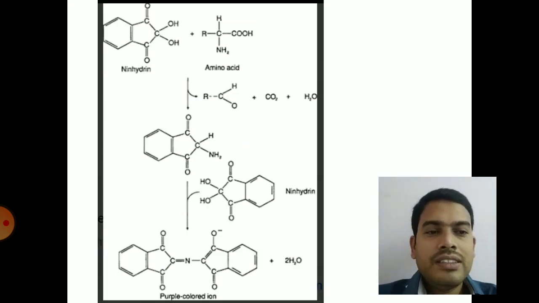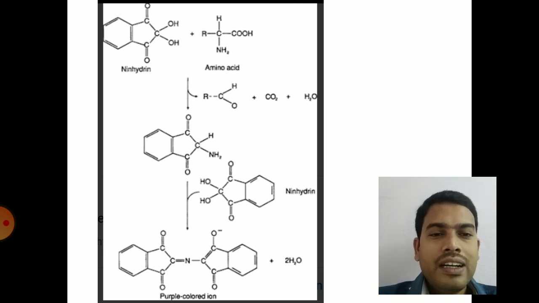So another reaction is the ninhydrin reaction. Amino acids react with two molecules of ninhydrin. You can clearly see ninhydrin reacts with one amino acid where an aldehyde group is removed, plus CO2 is removed, plus a water molecule is removed and the amino group is attached to ninhydrin, and another ninhydrin will come and two water molecules are removed and a complex is formed. This is called Ruhemann's purple color complex, which is purple in color.